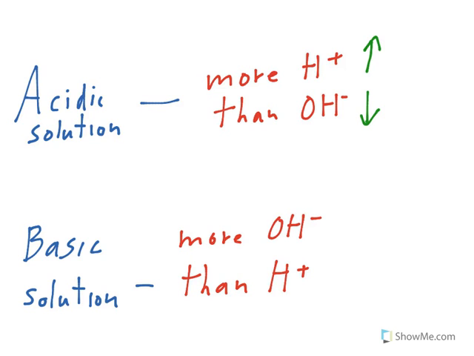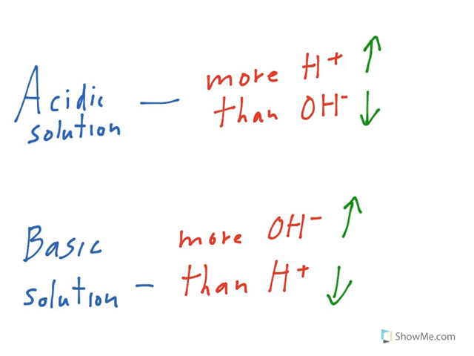Likewise, a base is something that when I add it to water, it's going to increase the amount of OH minus and decrease the amount of H plus. Pretty simple, and that is basically true. That is what an acid is. That is what a base is. But there are different ways of accomplishing those goals, and because there are different ways of accomplishing those goals, that's where our different definitions come in.